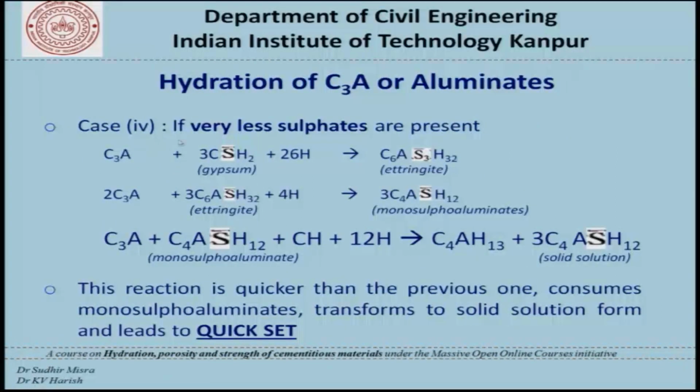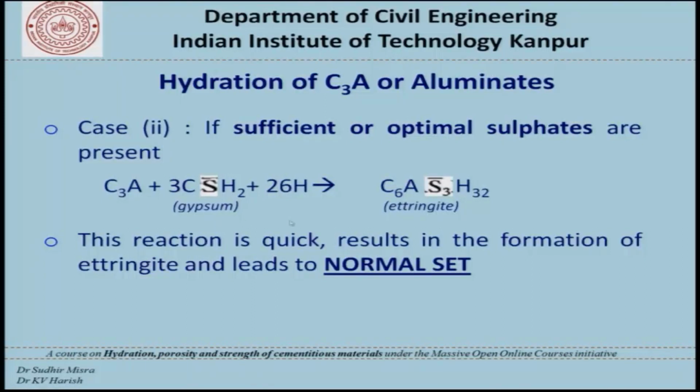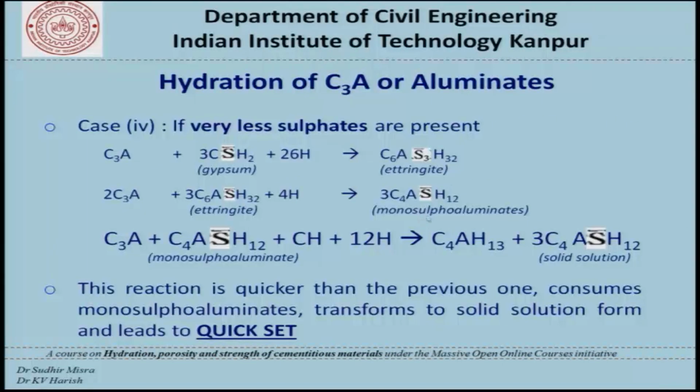Now moving on to the fourth case, if very less sulfate is present, then C3A reacts with gypsum plus water, which would have formed some ettringite. Some portion of C3A, if ettringite is available, will form monosulfoaluminates, like what we have seen in the previous main equations, this one and this one. So those two things happen, but if very less sulfate is present, C3A reacts with the monosulfoaluminates that are formed, along with calcium hydroxide and water. Remember, the mere presence of calcium hydroxide is sufficient in order to trigger this reaction.